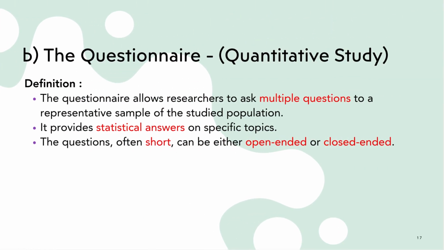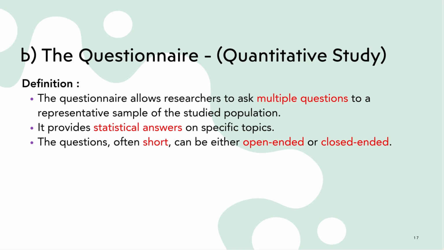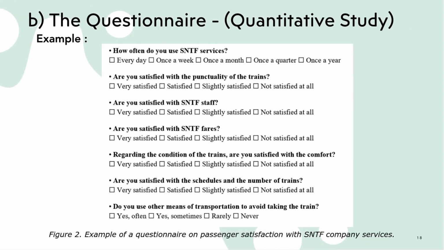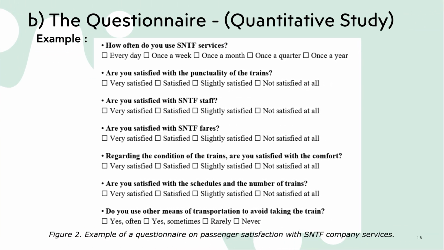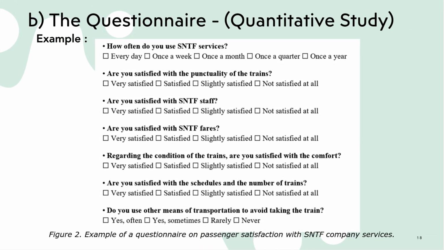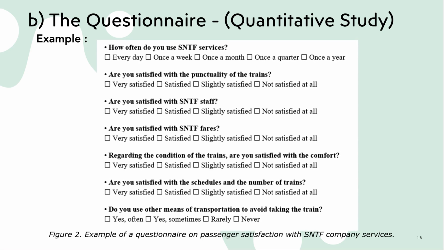The questionnaire allows researchers to ask multiple questions to a representative sample of the studied population. It provides statistical answers on specific topics. The questions, often short, can be either open ended or close ended. For example, we have this questionnaire in Figure 2 to determine passenger satisfaction rates but with more detailed insights.